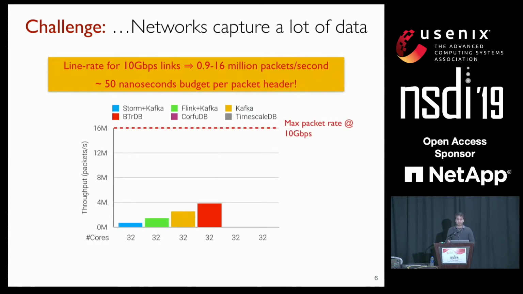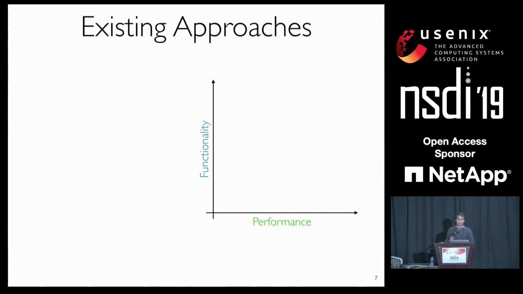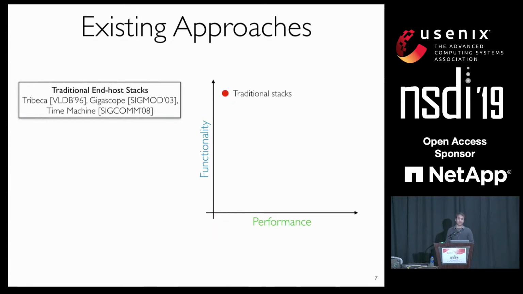And in fact, when we considered using open source state-of-the-art data storage systems and stream processing systems, we found that none of them even came close to meeting the packet write rates required for sustaining high-speed networks, even with 32 CPU cores. And in fact, if we used database systems that provided stronger transactional semantics, the performance overheads were even higher.